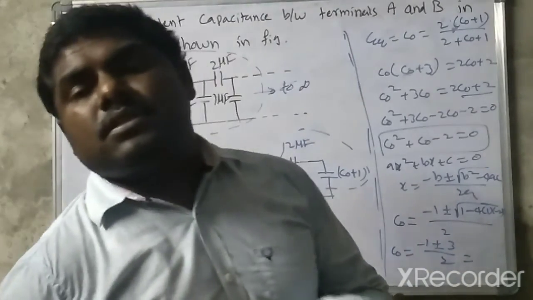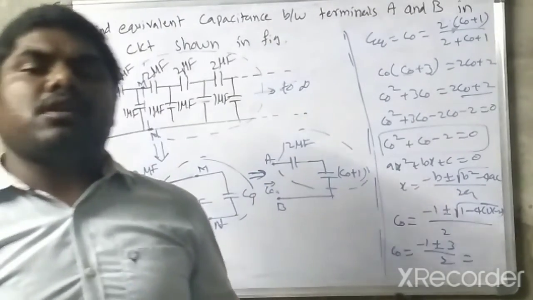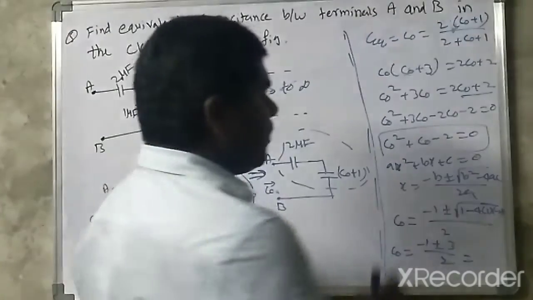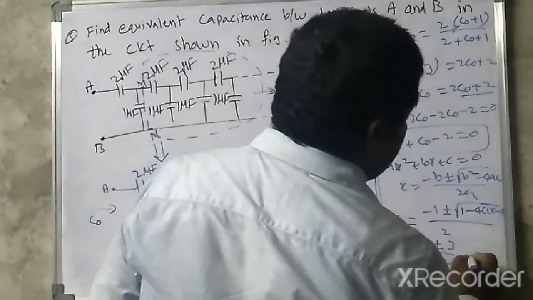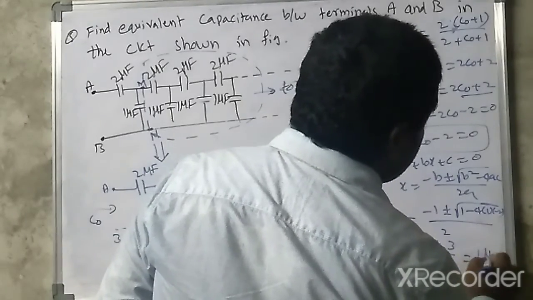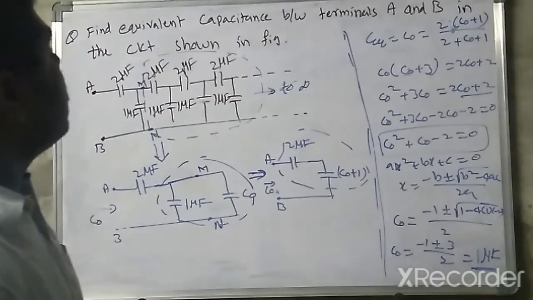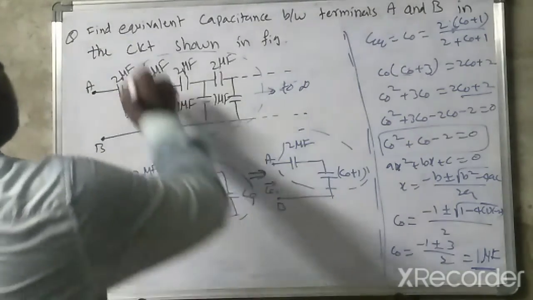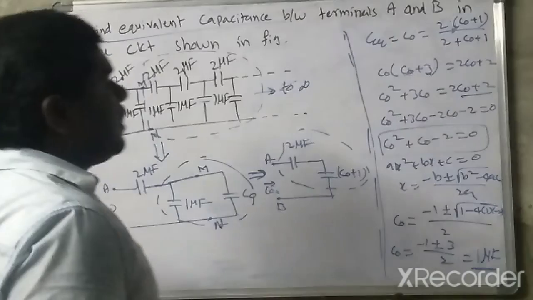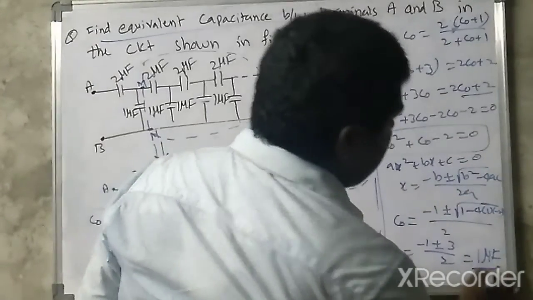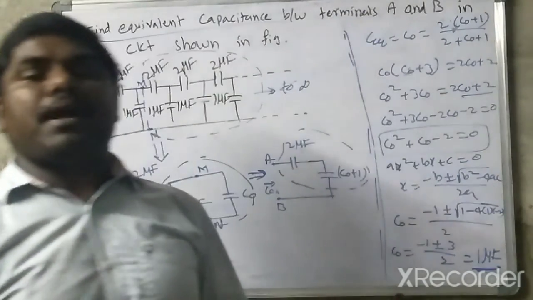Capacitance or capacitor value is always positive, that's why minus 1 plus 3 by 2 is nothing but 1 microfarad. So the C equivalent value is 1 microfarad. This is the equivalent capacitance we were asked to find.